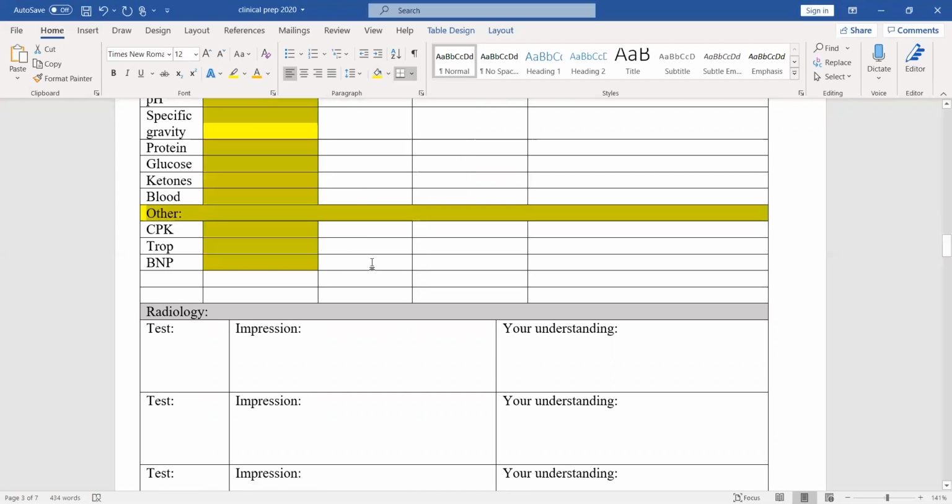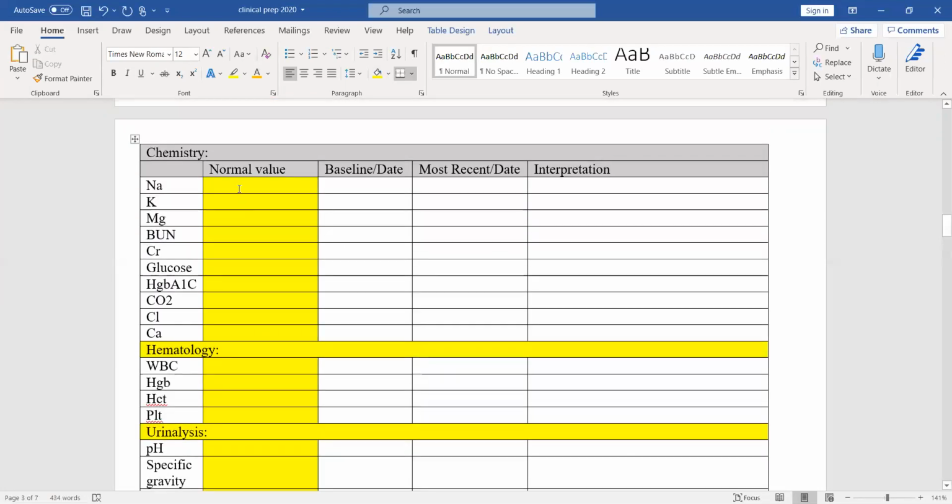There we go. The whole purpose of you guys physically handwriting the normal values every single week is so that you build muscle memory, you're writing it all the time, you're looking at it all the time. It does help with studying techniques. It'll help you for the boards.